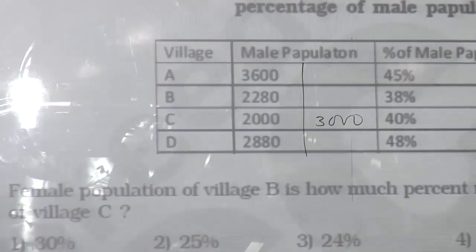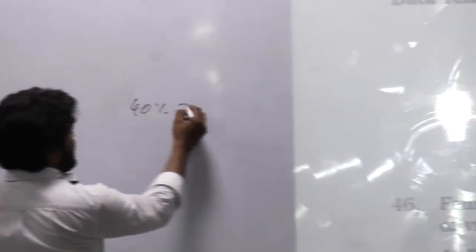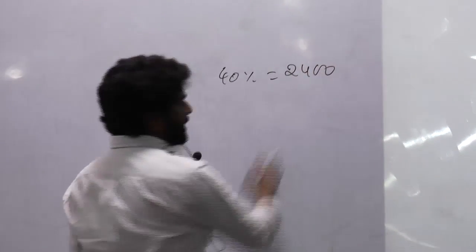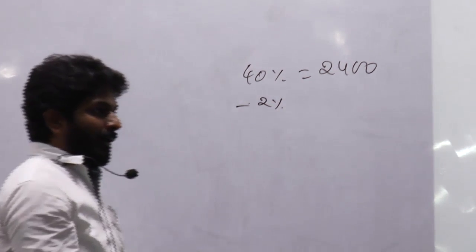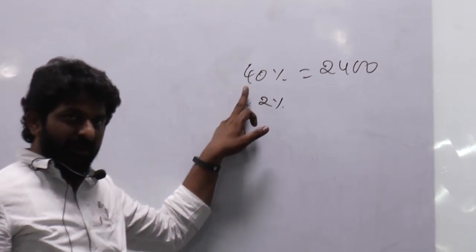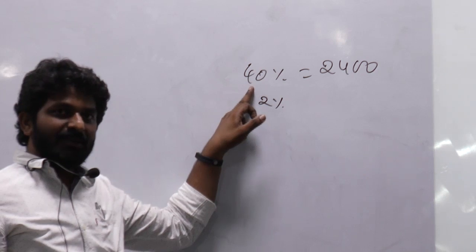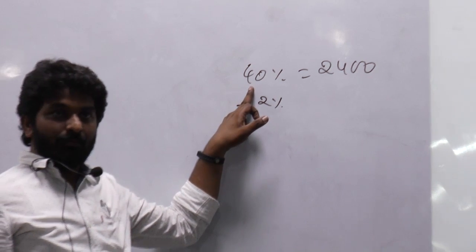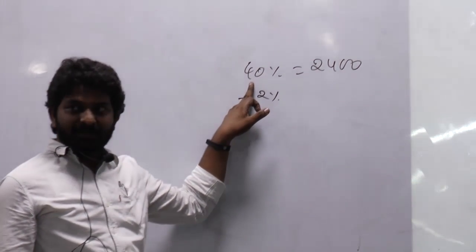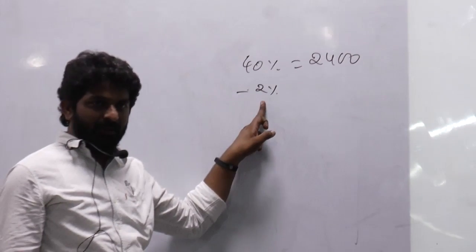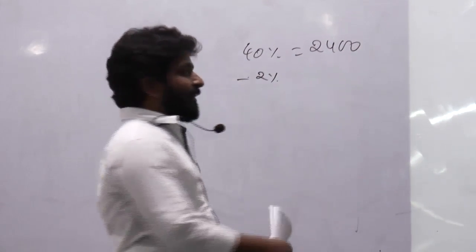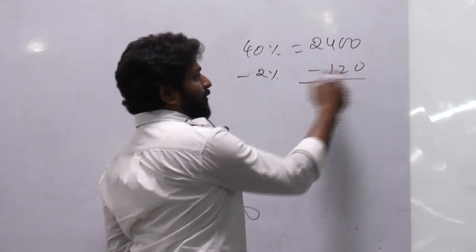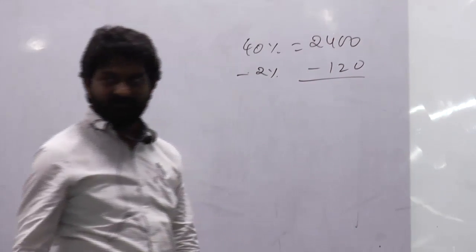Let me verify it. If 40% is equal to 2400, to get 38% I need to subtract 2%. Now how will I get 2%? Which is 5% of this. 10% of this? 240. 5%? 120. Need to subtract 120 here. 10% is 240. 5% is 120. Subtract 120 from this number, 2280 satisfied.